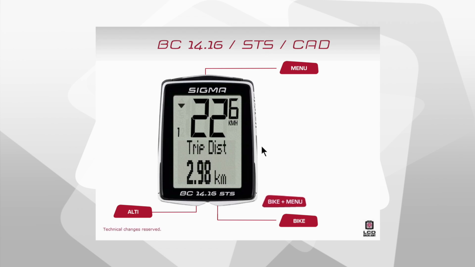From the left to right, you can see the traveled distance, the ride time, your average speed, the maximum speed reached, the time, the current ambient temperature, the partial time, and the partial distance. Optionally, the BC 14.16 STS can be extended by a cadence transmitter. The cadence and the average cadence will be indicated in the next 2 displays.